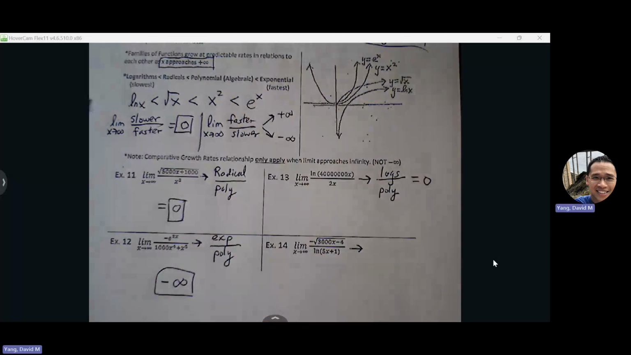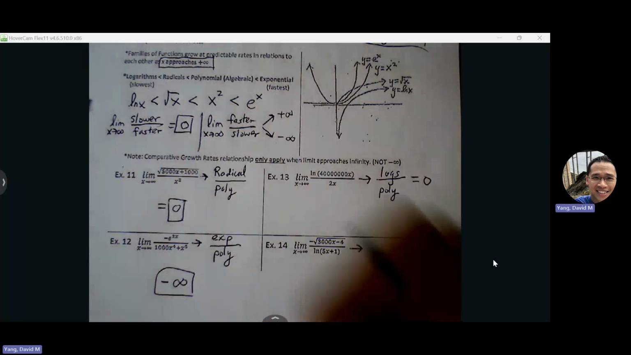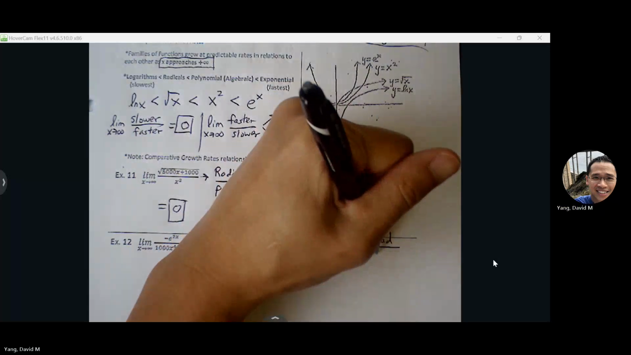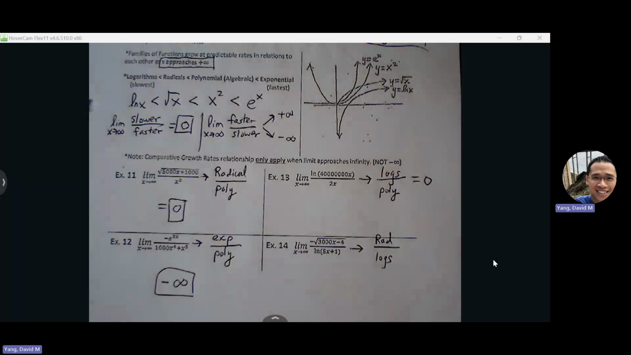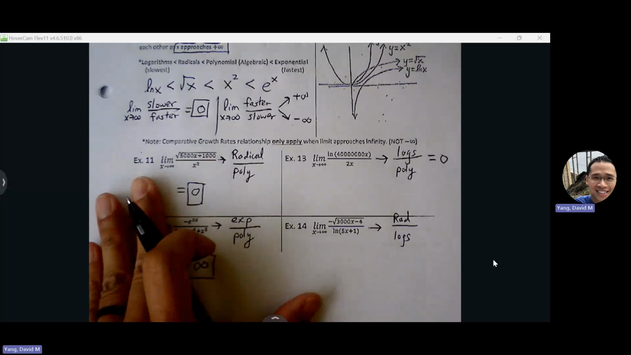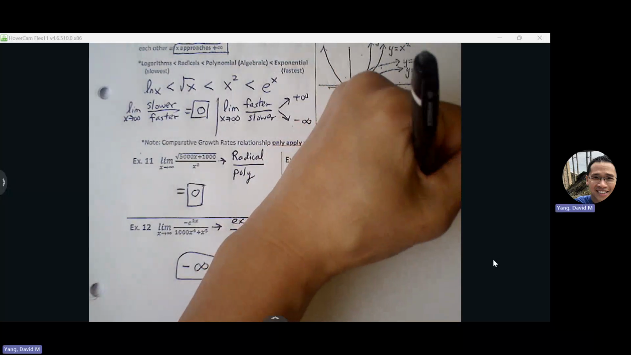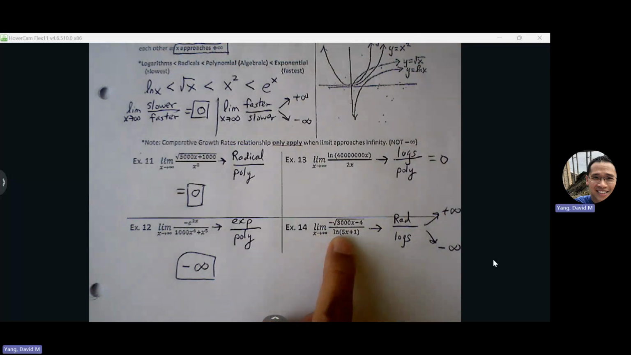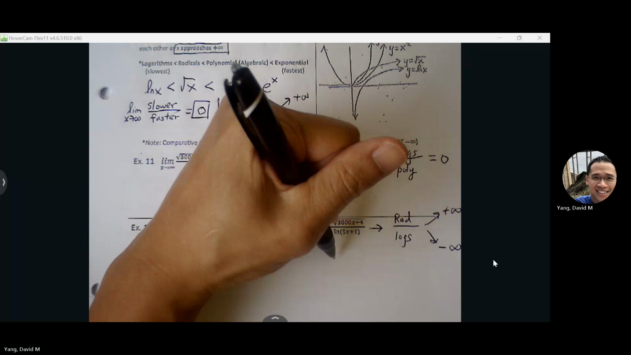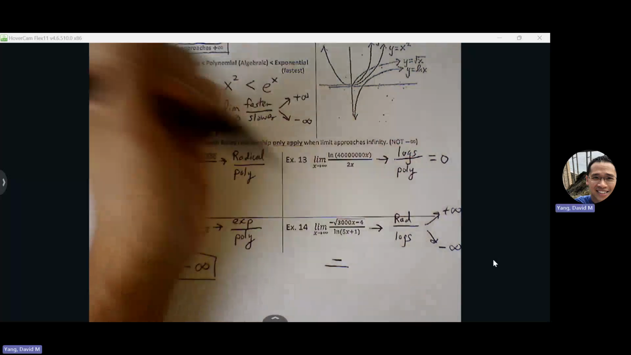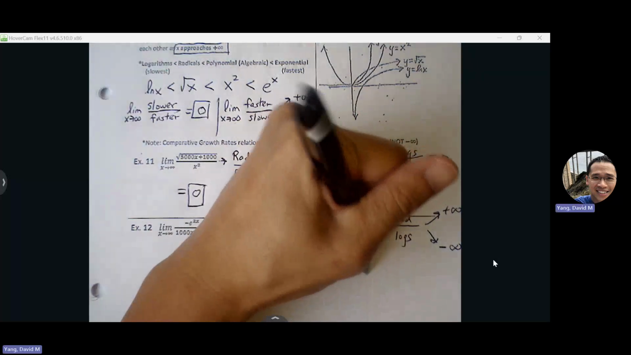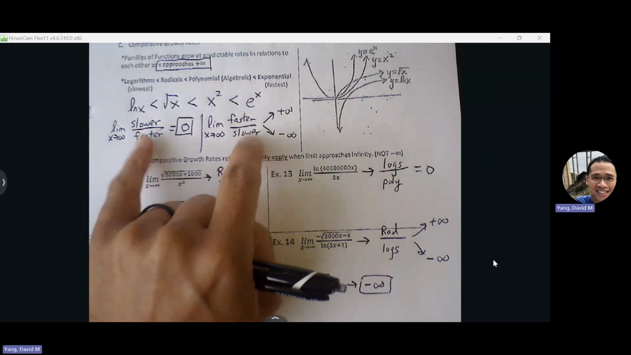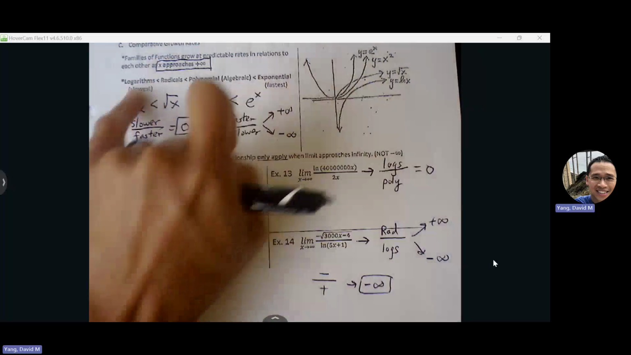All right, example 14. Numerator is a radical. Denominator is logs, which is growing faster? Radicals. So therefore, it's one of two options. I'll plug in 100. Numerator, I get negative. Denominator, I get, therefore, negative infinity. Okay, so this is easy as long as you know the order of the relationships.